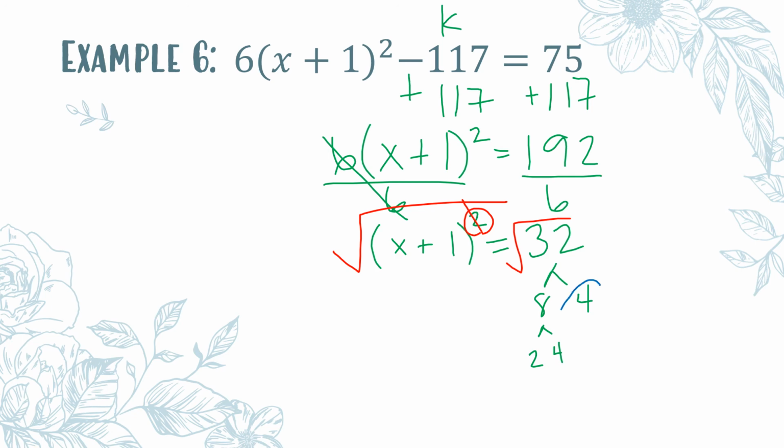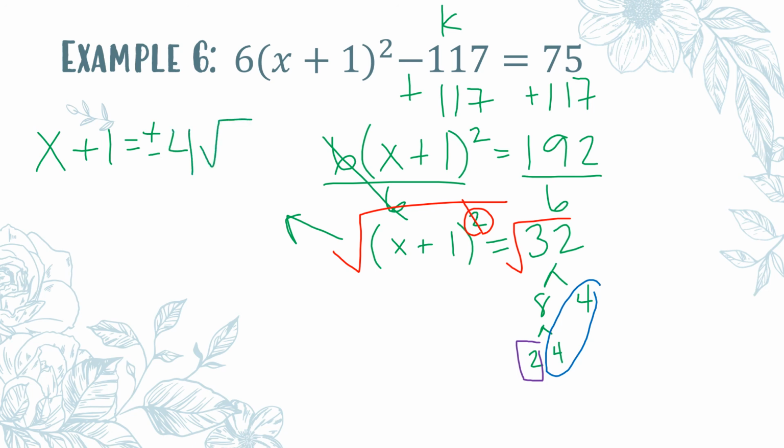So I can break that down into 8 and 4, and then 8 is 2 and 4. So that gives me a pair of 4s and a single 2. So I'm going to bring this over to the side over here. So now we have x plus 1 equals, couples go out, don't forget your plus minus, so 4 was my pair, and singles stay in. So I have a single 2 inside. So now my last step, subtract 1.